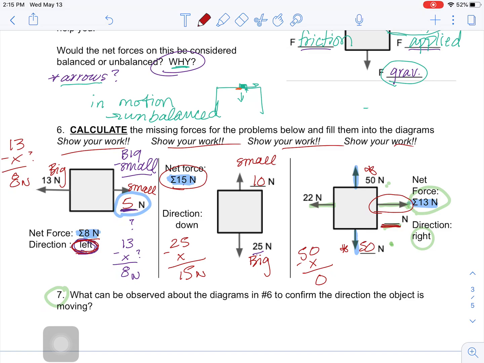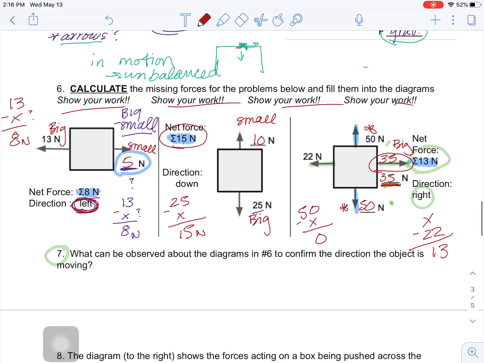And when I'm solving over here for my right arrow, which is the bigger of the two, I've got to figure out what number minus 22 is going to give me 13. So when I add those back together, this is going to be, oops, here it is, 35 newtons to calculate that out.